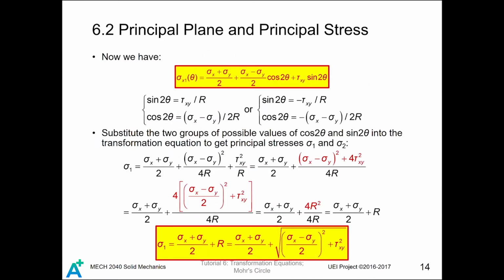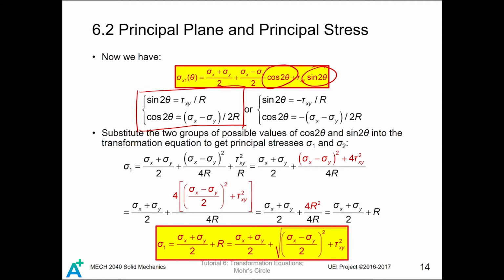Now let's consider the principal stress, which is the direct stress sigma x1 theta. The transformation equation says this. The reason why we write tangent 2 theta as sine 2 theta divided by cosine 2 theta is that in the transformation equation we only have sine 2 theta and cosine 2 theta. So by writing tangent 2 theta in this way, we can do the direct substitution into the equation. Anyway, substitute the two groups of possible values of cosine 2 theta and sine 2 theta into the transformation equation.